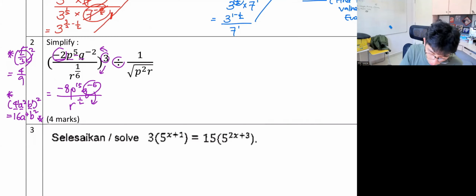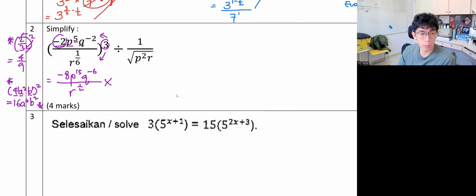Now, what's the next part? The next part is to change your divide. Can you see there's a divide there? You're going to change the divide into times now. I'm going to start writing it. Everyone, change the divide to times.